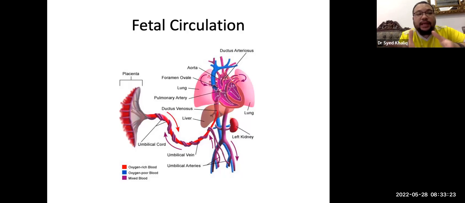When the baby is born, especially by spontaneous vaginal delivery, even before the baby cries, there is a compression to the chest. As the baby comes out through the narrow passage, there's a mechanical compression to the chest. This mechanical compression pushes fluid from the lungs to go out.